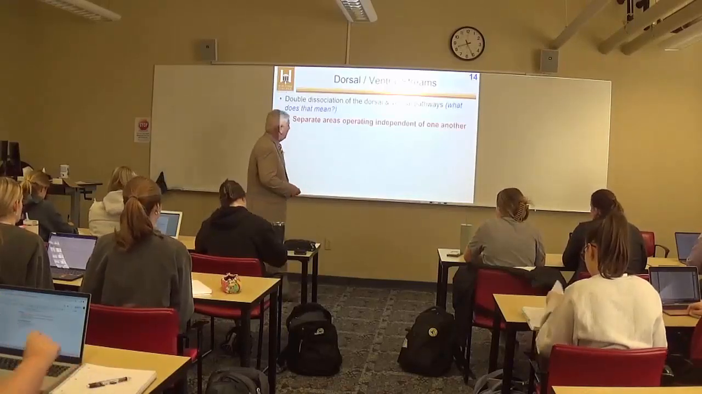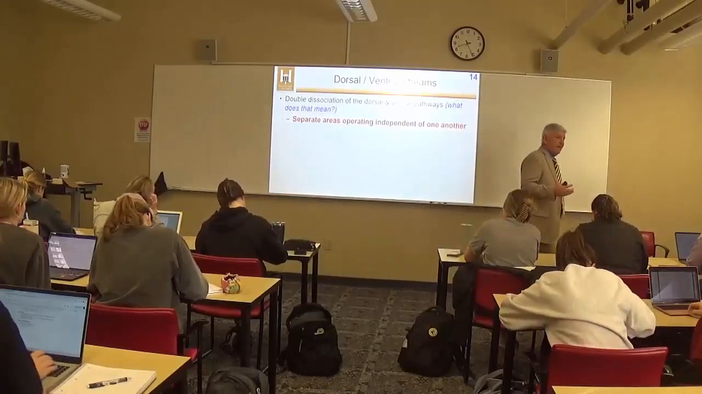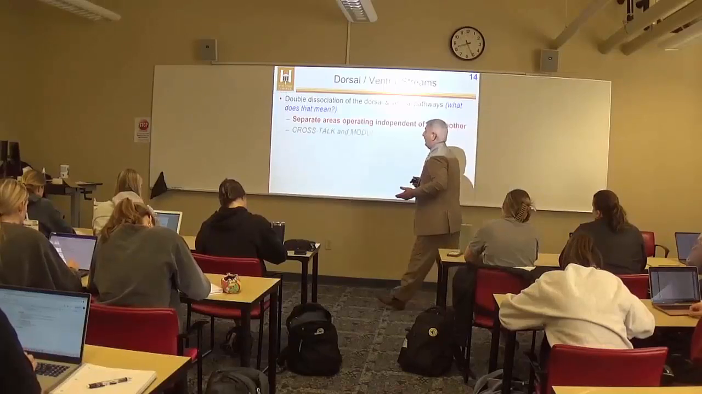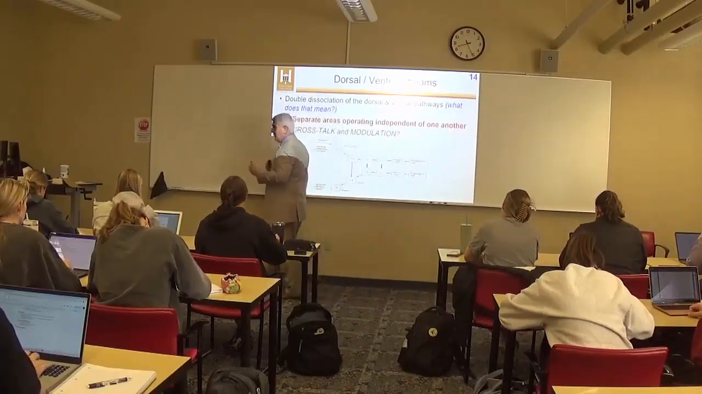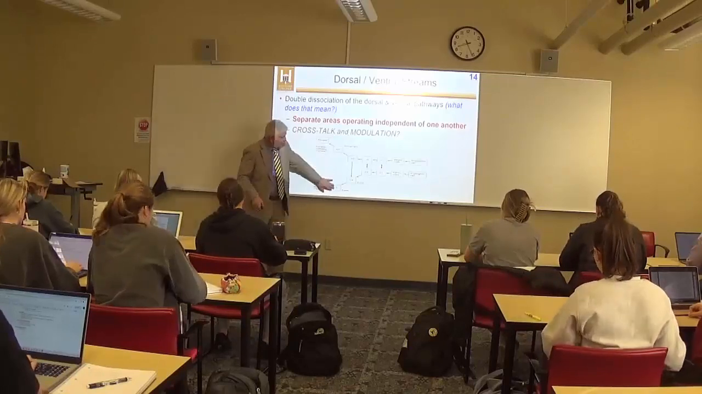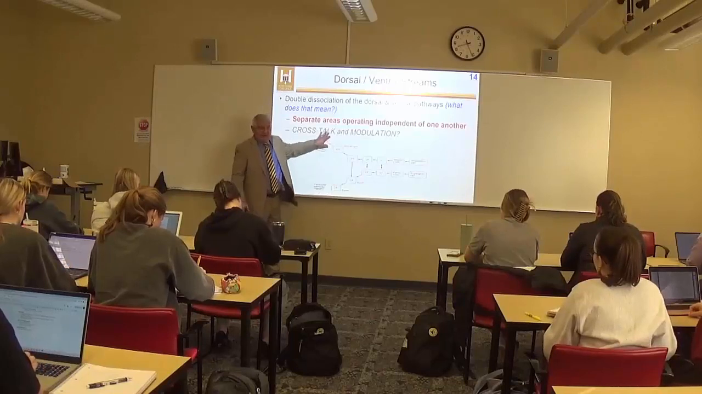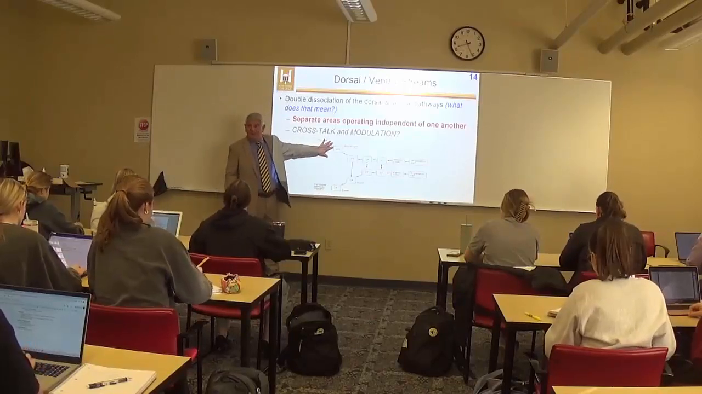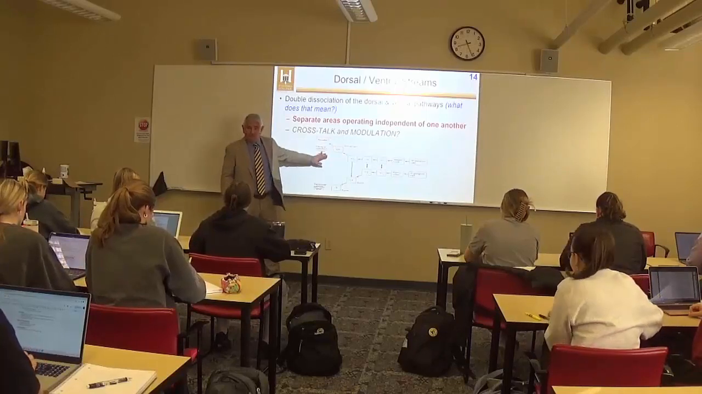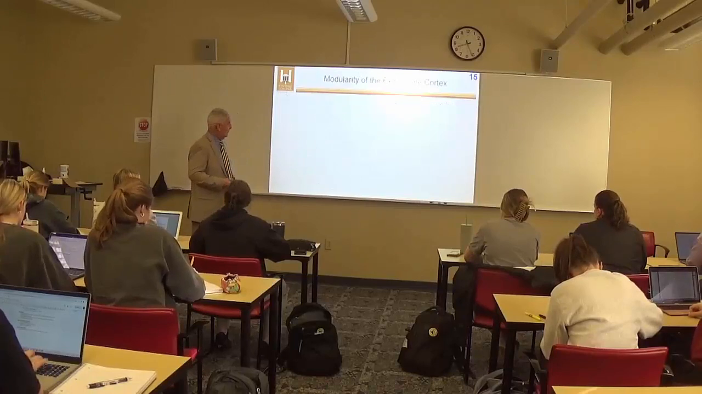Okay, so the double dissociation means we have separate areas that are independent of each other functioning at the same time. But there's still crosstalk and modulation. So even though these look like they're far away, they're still influencing each other. When I identify what is a structure, it influences what I do, how I respond to that, how I use it. So there's a lot of crosstalk back and forth between these.